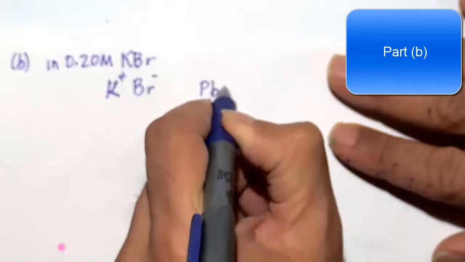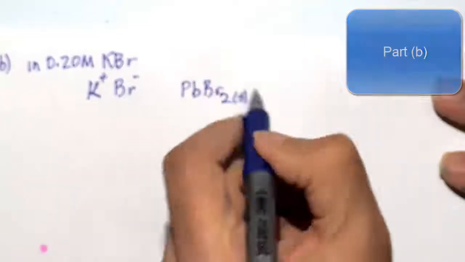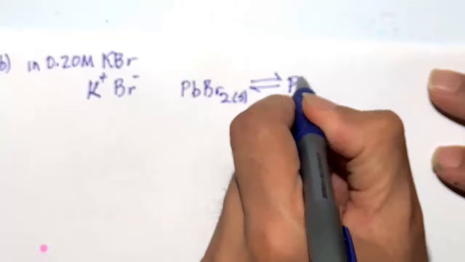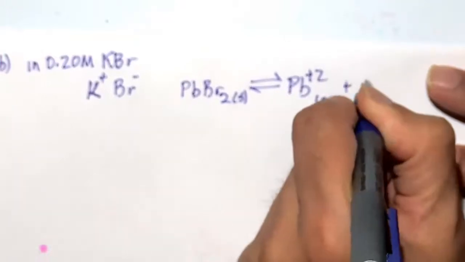So once again, we're going to write our KSP equation for PbBr2 solid. It's at an equilibrium between Pb plus 2 aqueous and Br minus. And to balance this equation, we will need two Br minuses.